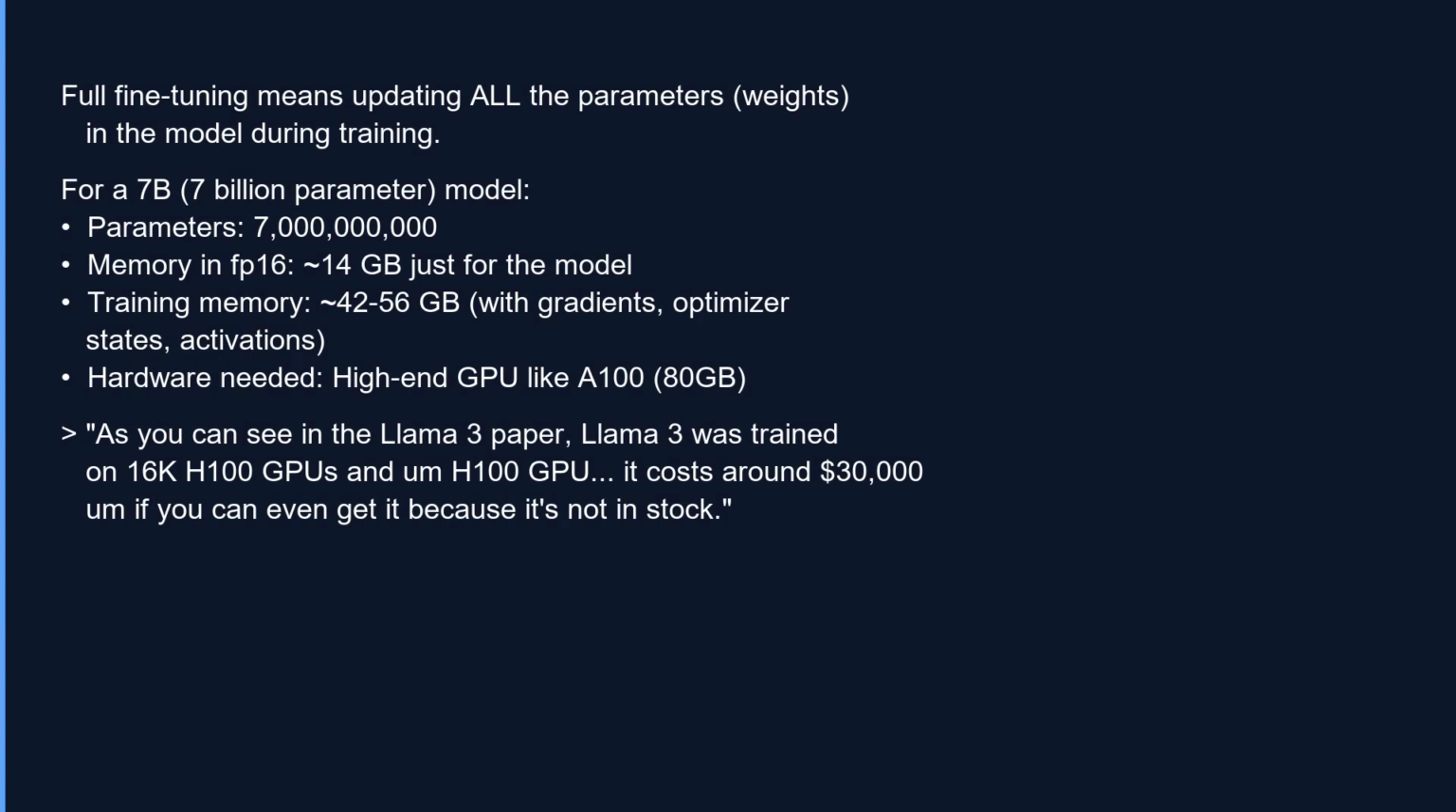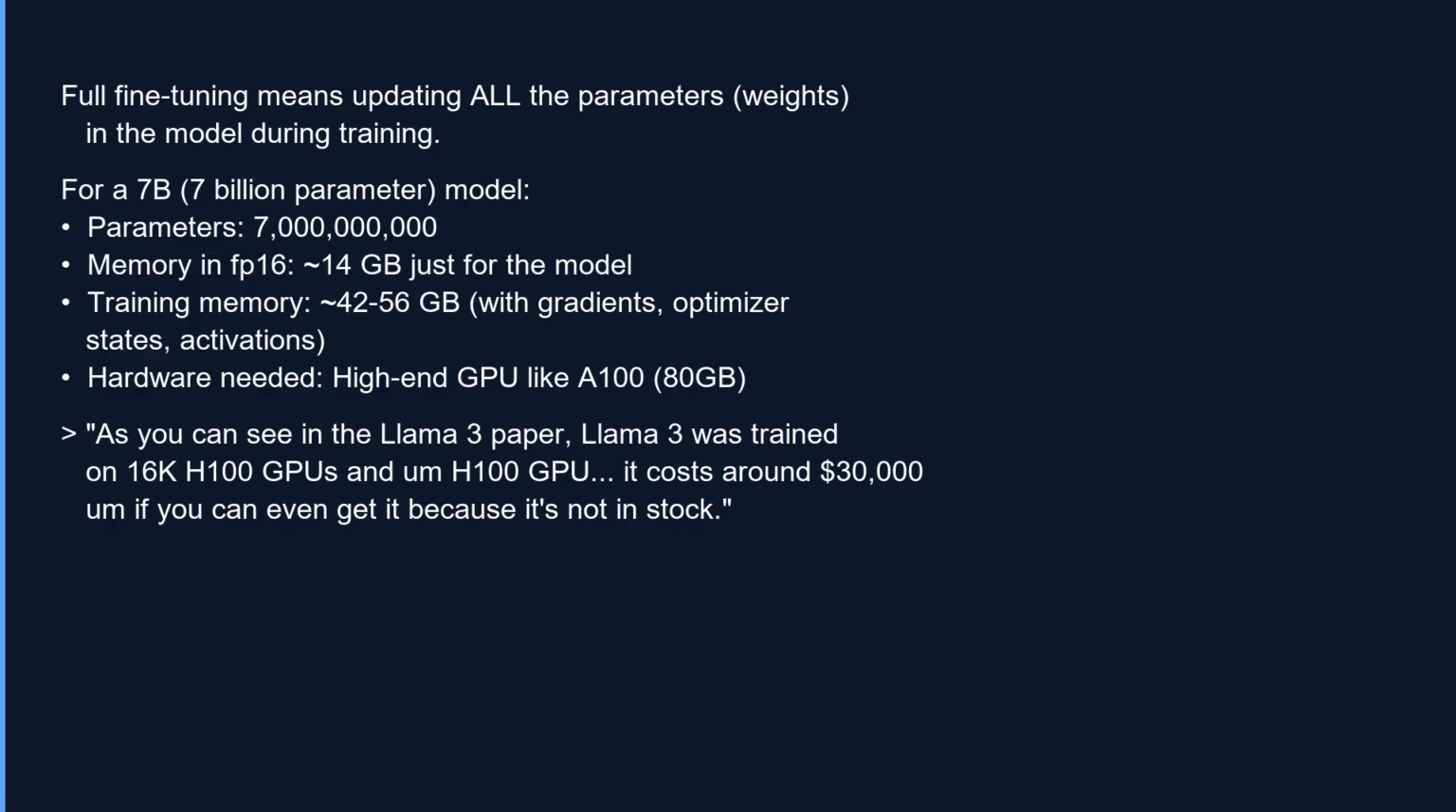Full fine-tuning means updating all the parameters, the weights, in the model during training. For a 7 billion parameter model, the memory in FP16 is 14 GB just for the model. Training memory is 42 to 56 GB, with gradients, optimizer states, and activations. Hardware needed: a high-end GPU, like an A100 80 GB.